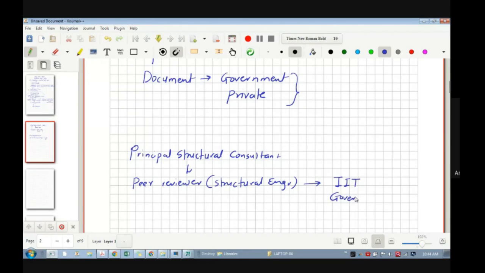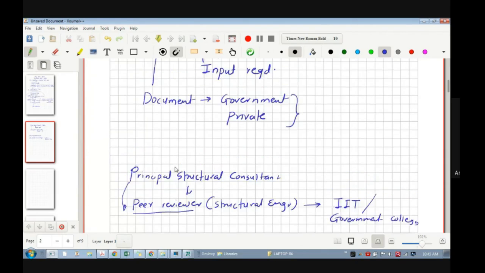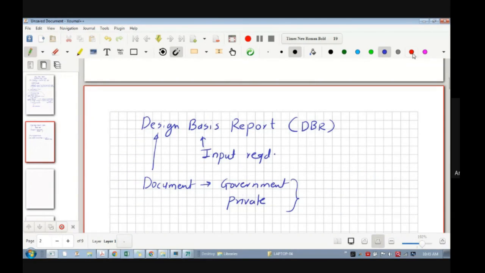Okay. So generally this is the system in the market, that the peer reviewer should be from IIT or government engineering colleges. That means if you want to give your results to anybody, a peer checker, for checking, then you should first give this document. That's why this document is very much important.